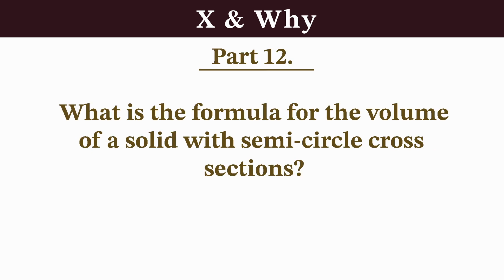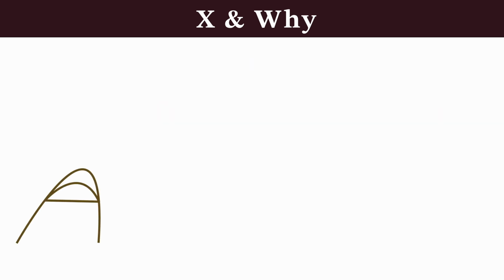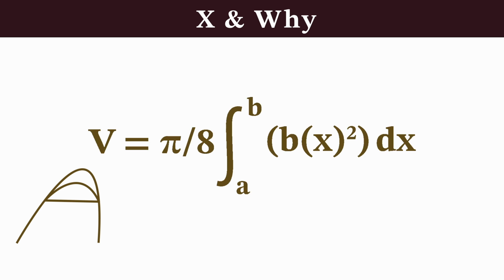Part 12. What is the formula for the volume of a solid with semicircle cross-sections? The formula is volume equals pi over 8 of the integral from a to b of the base of x squared dx, where the area of a semicircle is 1/2 pi r squared.